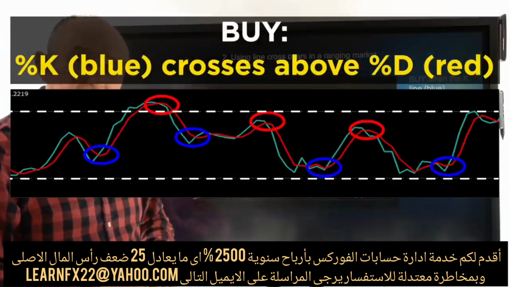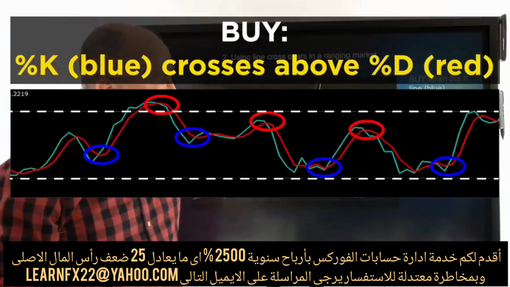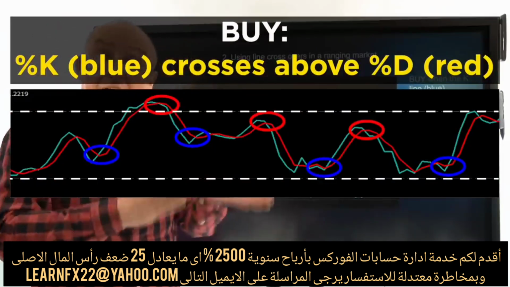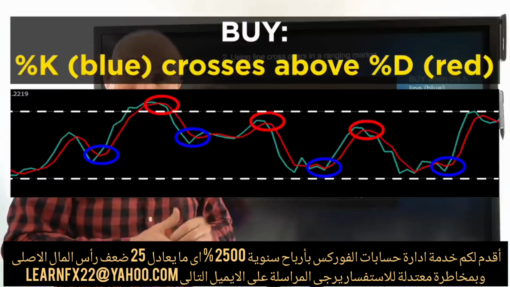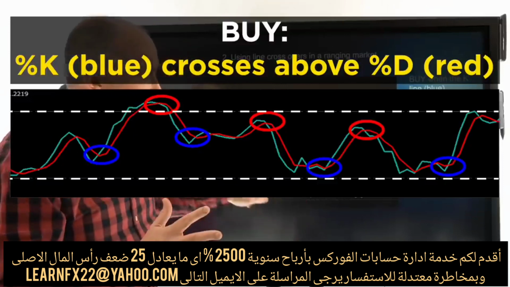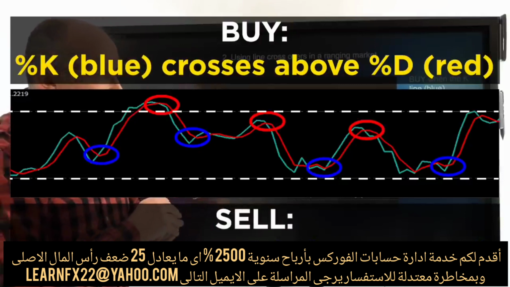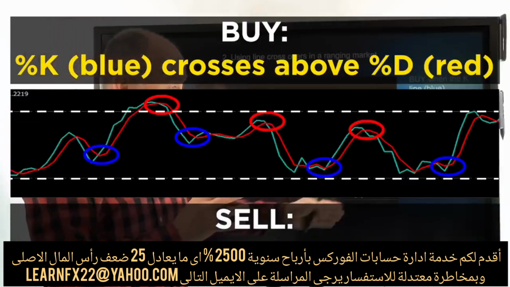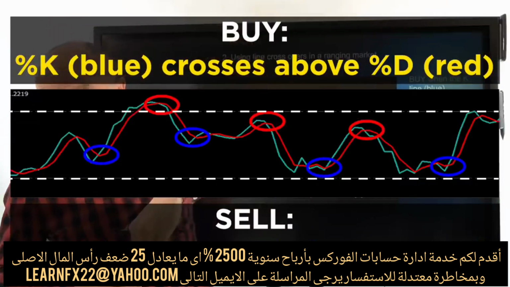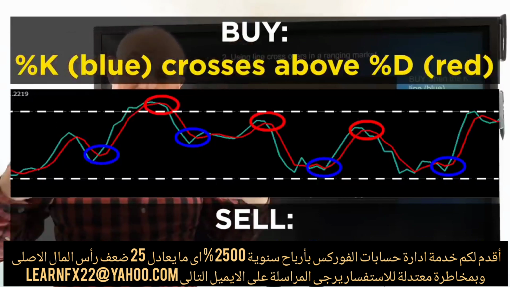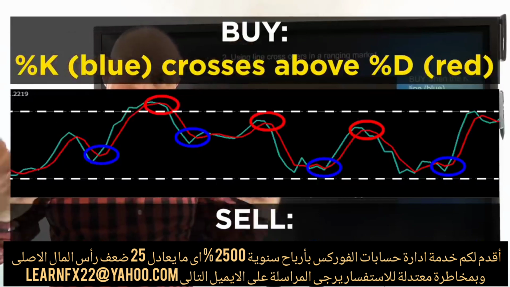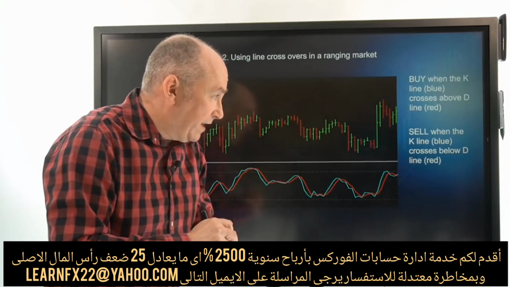So a buy trigger could be indicated when the K line crosses above, up through the D line. That could indicate a buy trade. And conversely, a sell trade could be indicated when the K line, the blue line, crosses down through its signal line, the D line, the red line. That could indicate a sell trade at the top of a range.